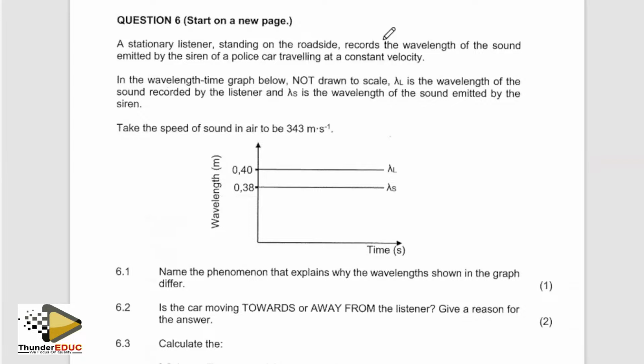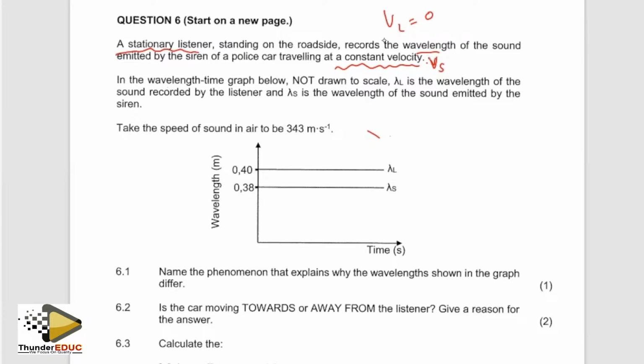Question 6, a stationary listener. Okay, stationary listener, so the velocity of the listener is 0. Standing on the roadside, the listener records the wavelength of the sound emitted by a siren of a police car that is traveling at a constant velocity, 0 acceleration. Let me call this the velocity of the source.